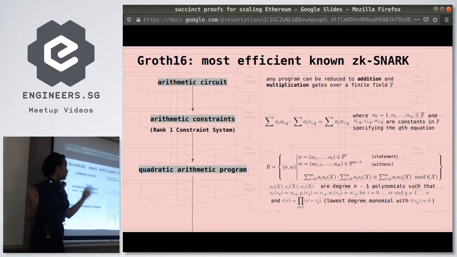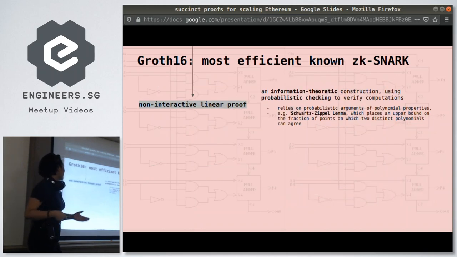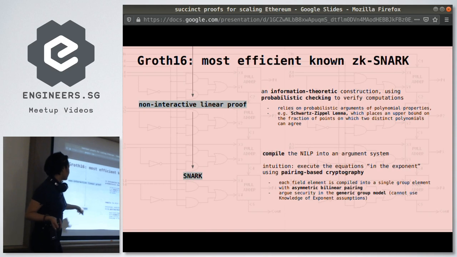But on the big picture level, basically we start with an arithmetic circuit, and express it as a rank one constraint system. Pictorially, you can think of a set of wires with inputs and outputs. And then we express the rank one constraint system as a quadratic arithmetic program. All this is to massage it into a form that's amenable to a succinct proof. Then from the quadratic arithmetic program into a non-interactive linear proof, and finally to a SNARK. Like I mentioned, please read this on your own if you're interested.